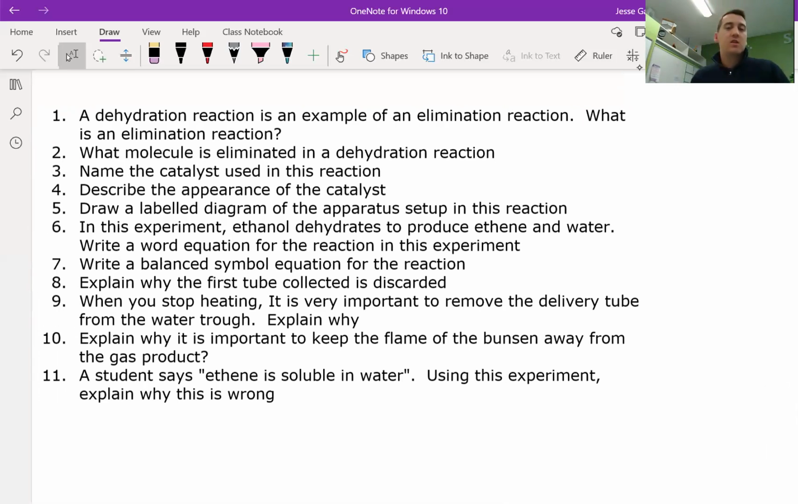Name the catalyst used in this reaction. That would be aluminium oxide. Describe the appearance of the catalyst. It is a white powder or a white solid.